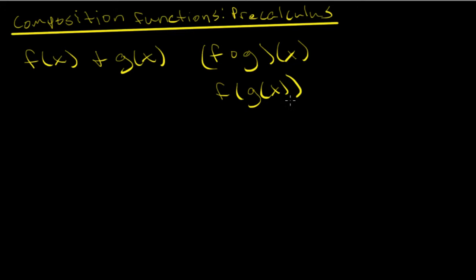And so these are composition functions, and I like this notation right here a little bit better than this one, mainly because this one actually tells you what is going on. We're taking the function f of x, and for every x we're replacing it with g of x. So let's look at an example and see what that means.